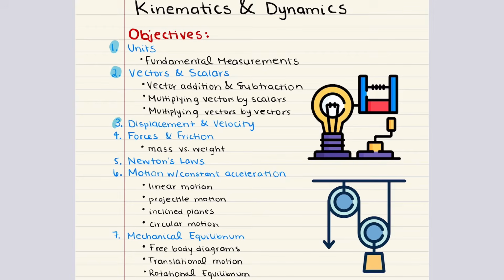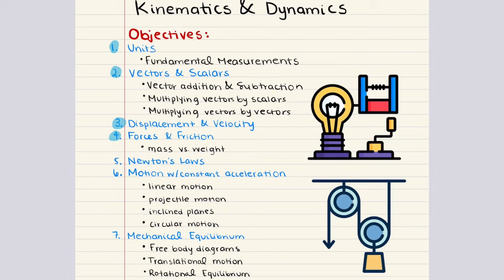The third objective is titled Displacement and Velocity. So here we're going to differentiate between distance and displacement, and then speed and velocity. Additionally, we're going to cover acceleration and how it fits into these concepts. Our fourth objective is titled Forces and Friction.